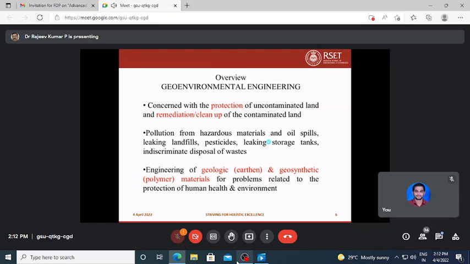And all those things, even if it is disposed of, it will pollute the environment.